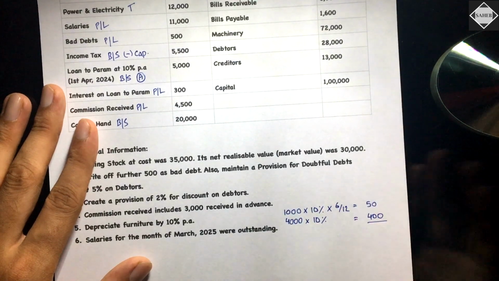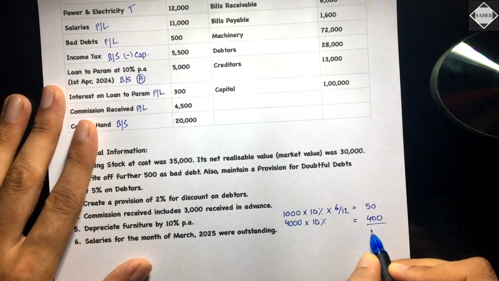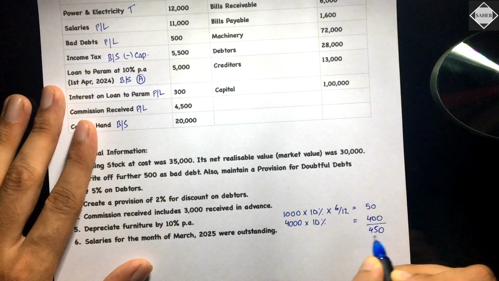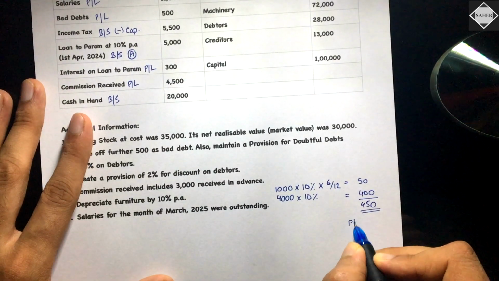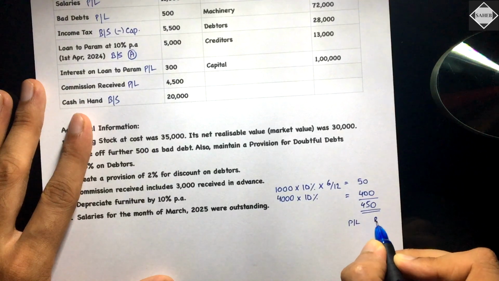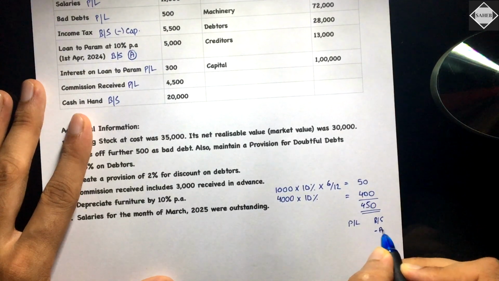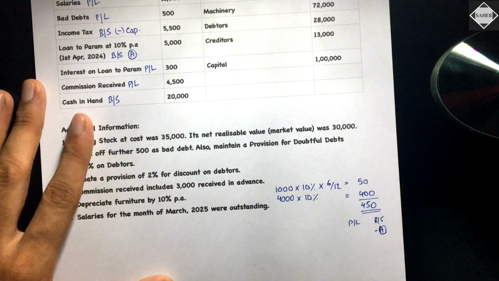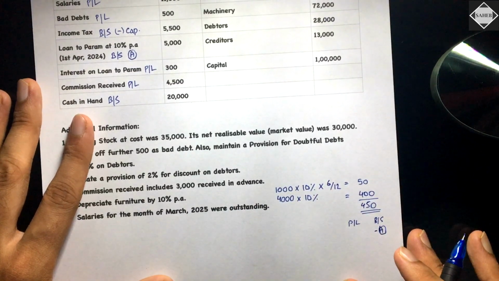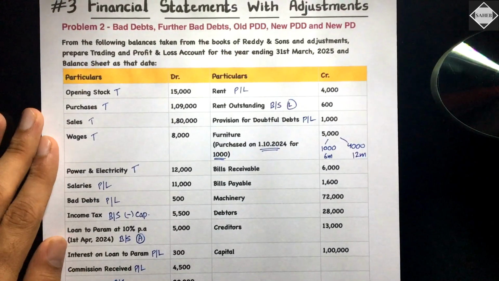Yeah, complete year depreciation we are charging. So 400 plus 50, that is 450. So 450, what will happen to this? You all know in P&L we have to charge the depreciation, and in balance sheet we have to show the reduction in the asset, isn't it? You have to reduce the asset, the furniture value. Is that clear? That is what we will do regarding furniture.